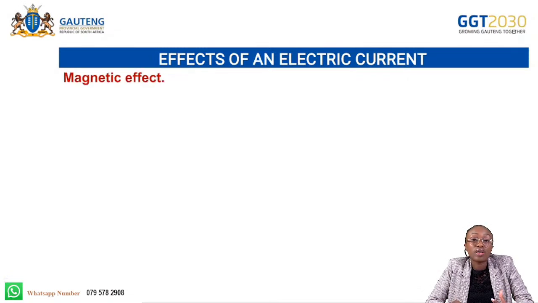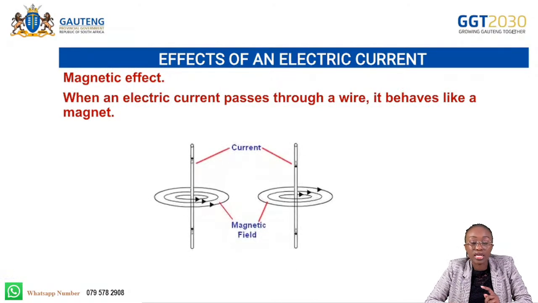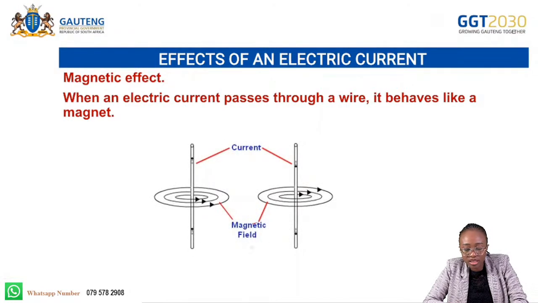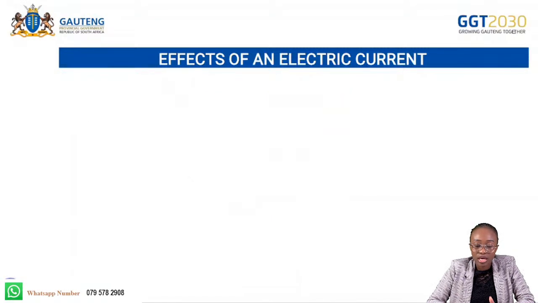Next, we have the magnetic effect. When an electric current passes through a wire, that wire starts behaving like a magnet, and it creates a magnetic field around it. So this is the second effect that an electric current has.